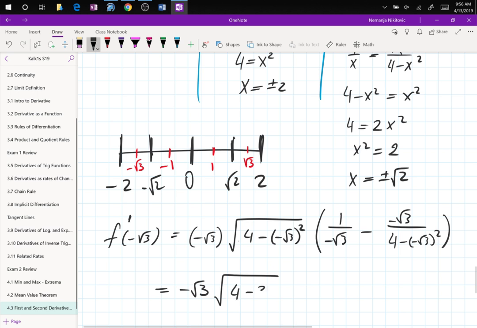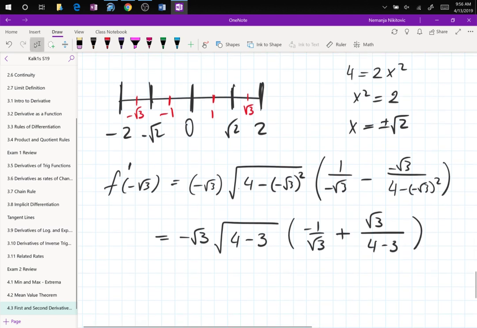So negative root 3 square root of 4 minus 3, and then negative 1 over root 3, minus and minus gives me a plus, root 3 over, and this is again 4 minus 3 in denominator, because when you square the root it just goes away, and the negative goes away too. So what do I have? I have negative root 3 times 1, because 4 minus 3 is 1 and root of 1 is 1, times negative 1 over root 3 plus root 3.